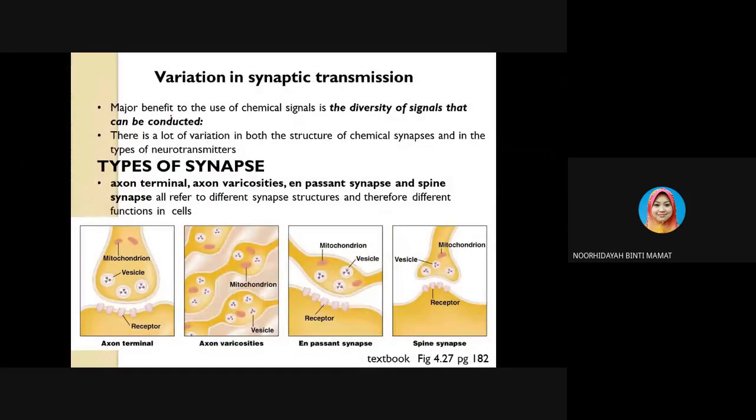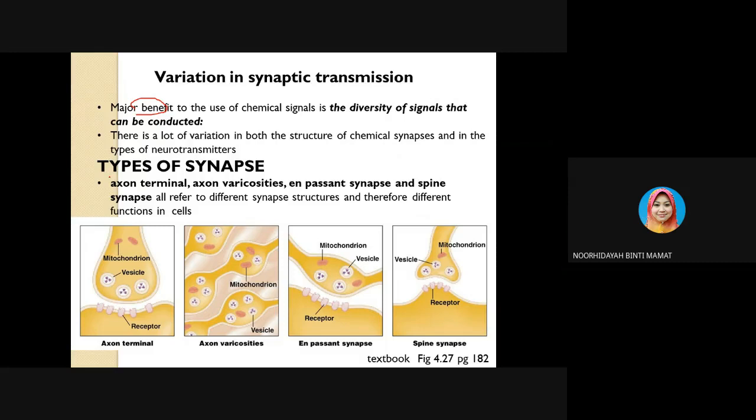The major benefit of using the chemical signal is the diversity of signal that can be conducted. So even though the chemical synapses are slower compared to the electrical synapse, they also have a benefit, which is the diversity of signal that can be conducted. There is a lot of variation in both the structure of the chemical synapse and the types of neurotransmitter. So even though they are slower, they have a benefit.